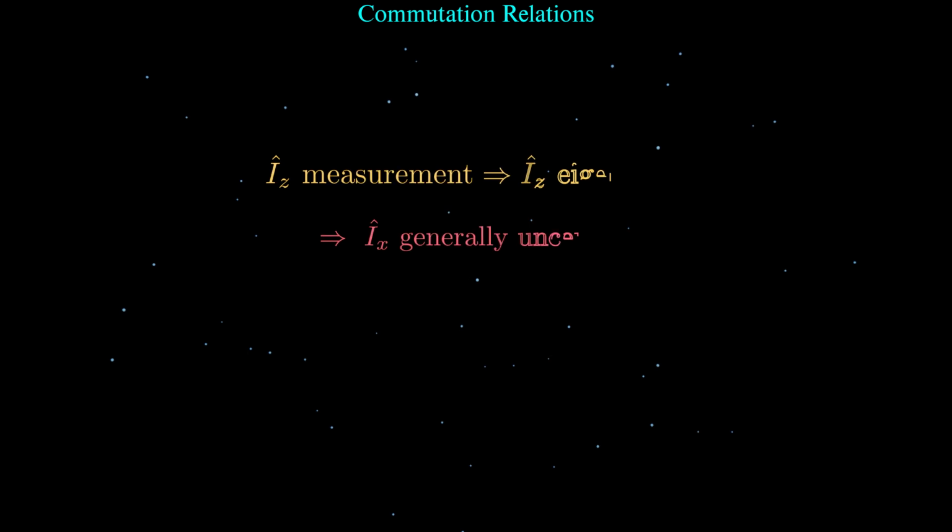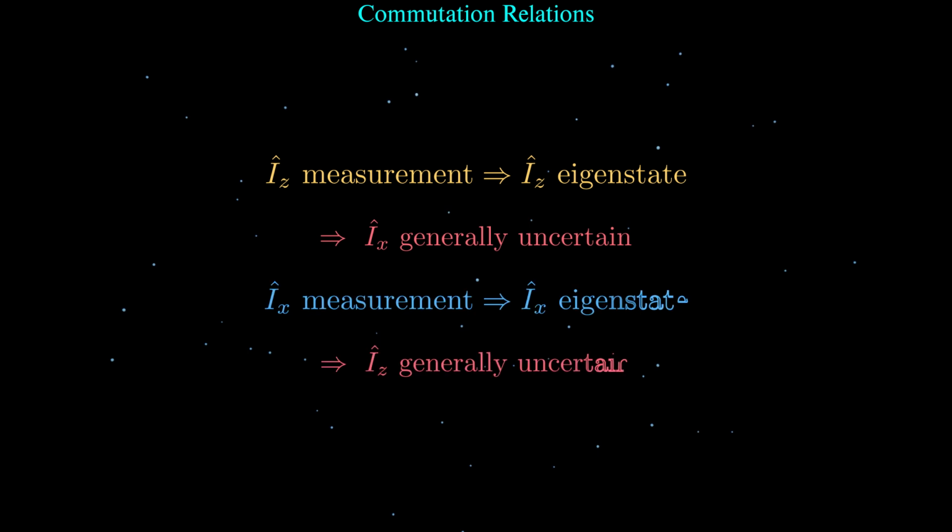All of this just to say that measuring Iz projects the spin into an eigenstate of Iz, and that post-measurement state is generally uncertain with respect to Ix. And vice versa as well. Measuring Ix projects the spin into an eigenstate of Ix, and that state is generally uncertain with respect to Iz.